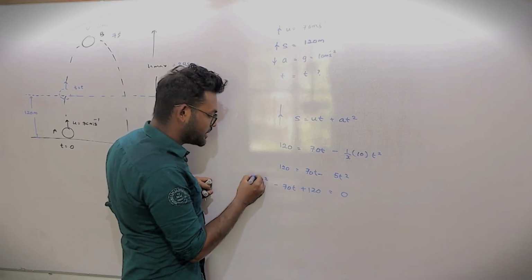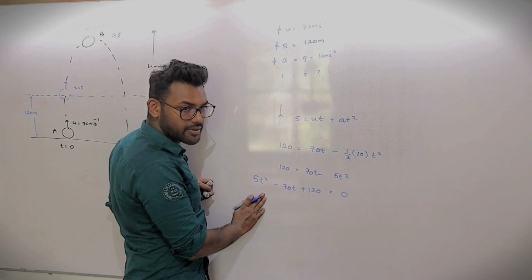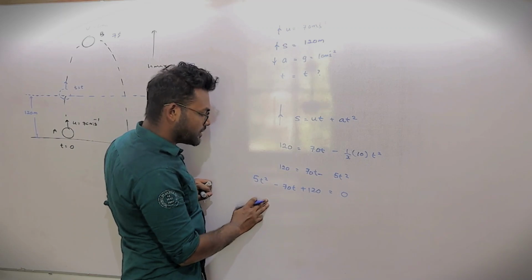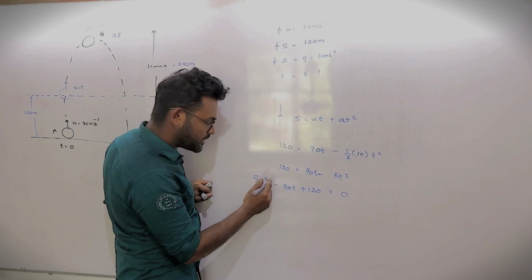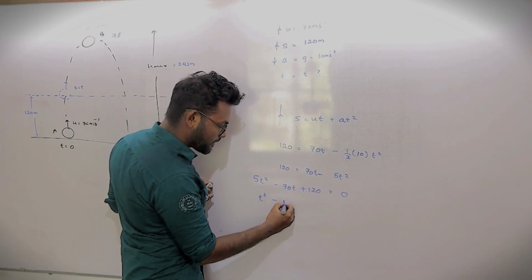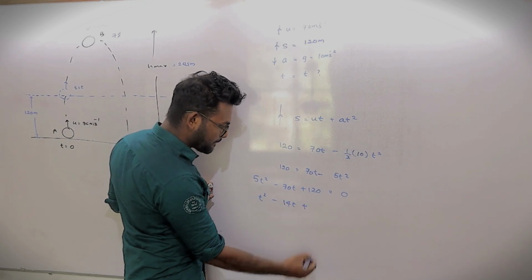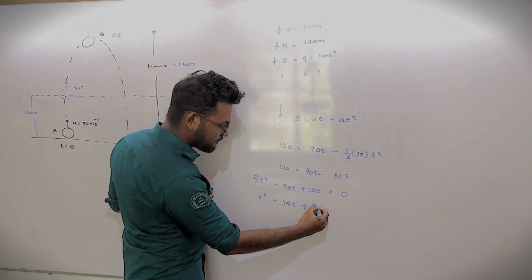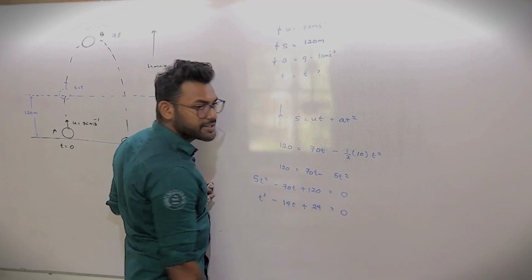So if you have a coefficient in front of the x squared or here in t squared, it's going to be a little bit hard to do. And seeing at these other values, you can see it's divisible by 5. So let me divide it by 5. t squared minus 14t plus 24 equals 0.